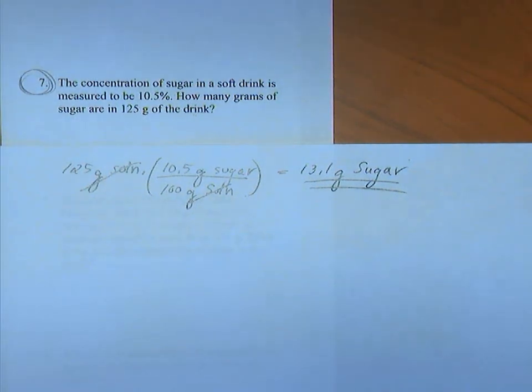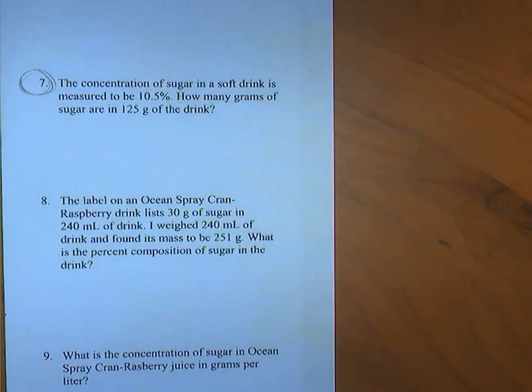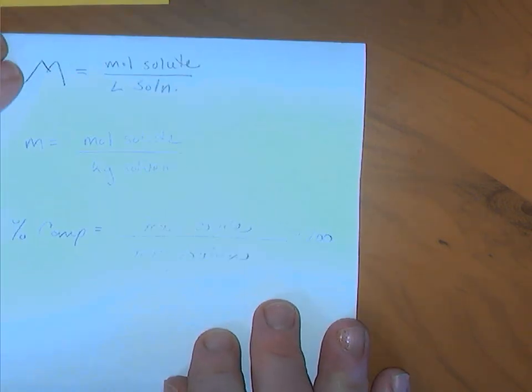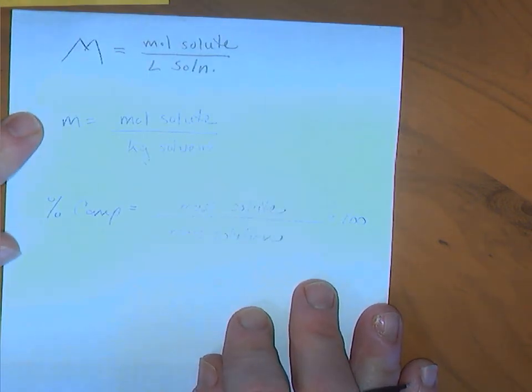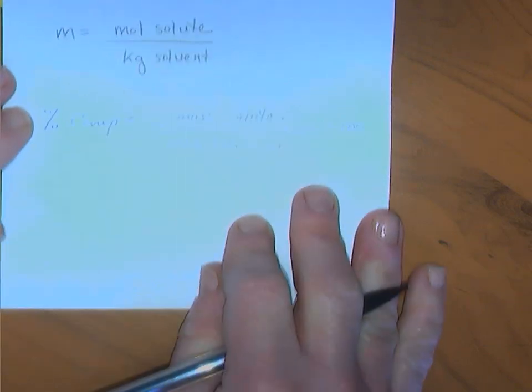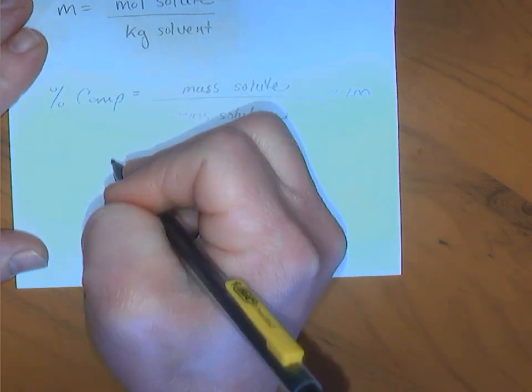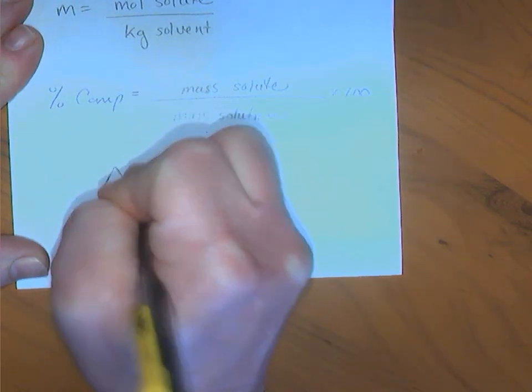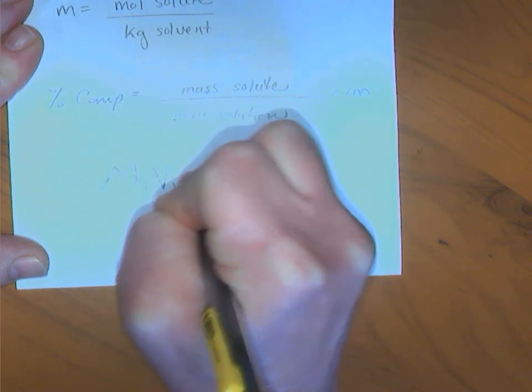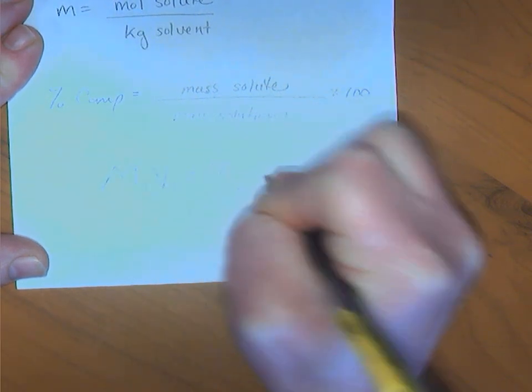Now, there's one more form of equation that we can apply. So, molarity, molality, percent composition. But there is one more: the dilution equation, M1 V1 equals M2 V2. All right, so where does this come into play?